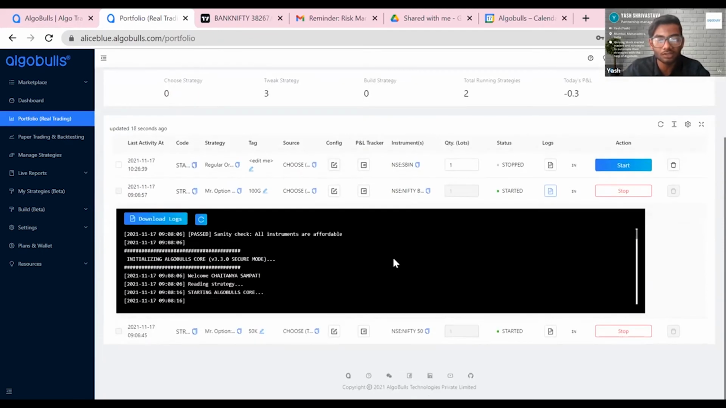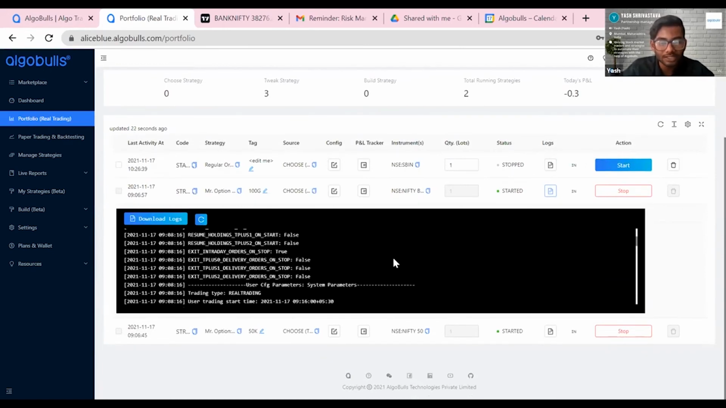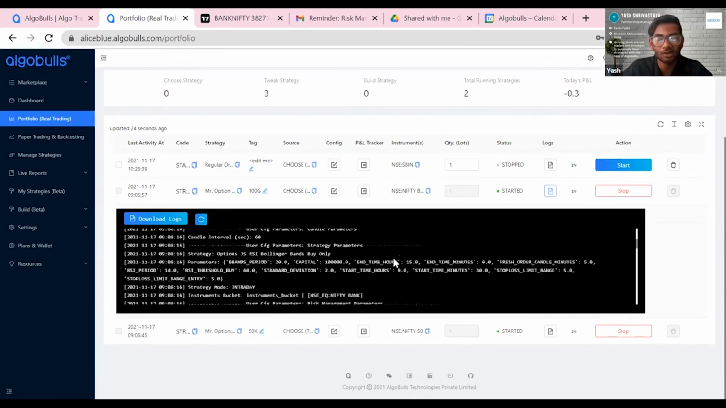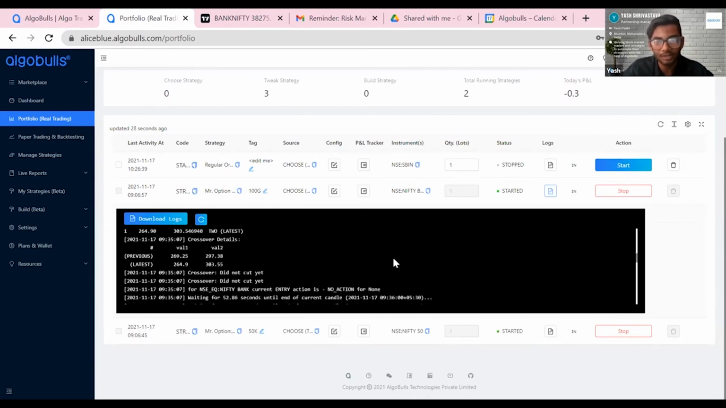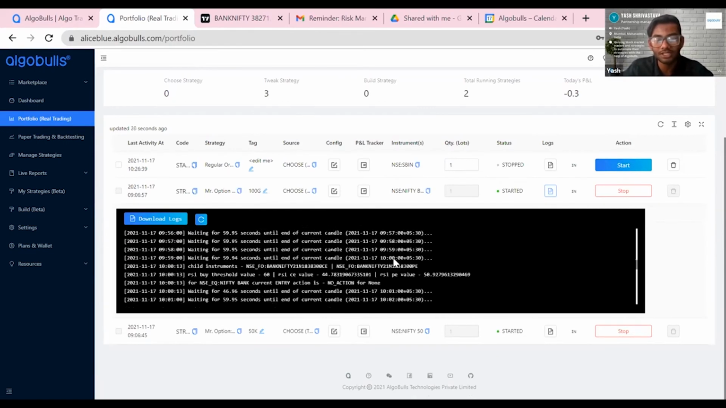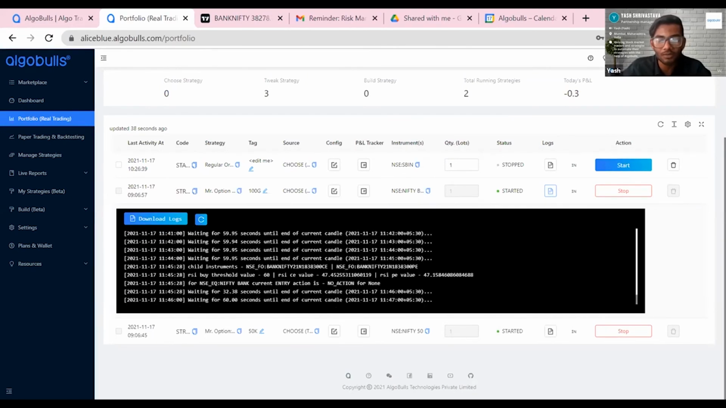from where you can see how the broker has been connected, and on what basis the strategy has been placing orders or not placing orders. What parameters the strategy has been following, and on what basis the trades have been taken. So these logs give you an end-to-end report on how your strategy has been performing on a day-to-day basis.